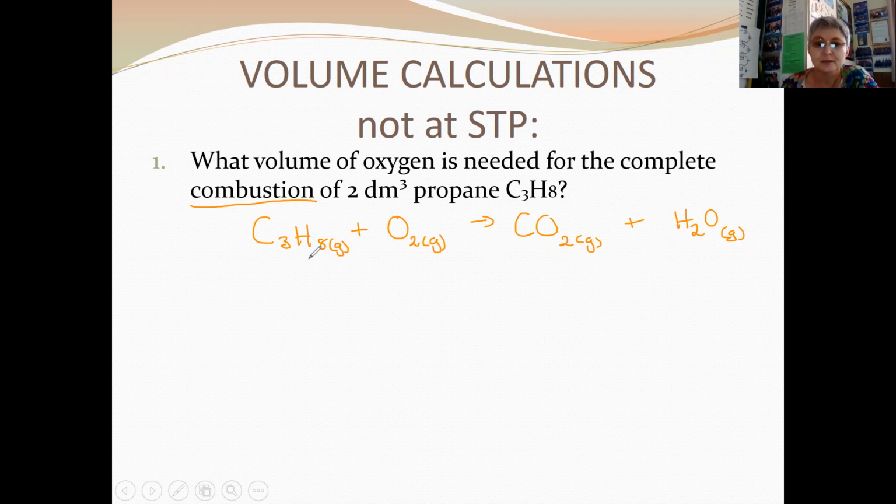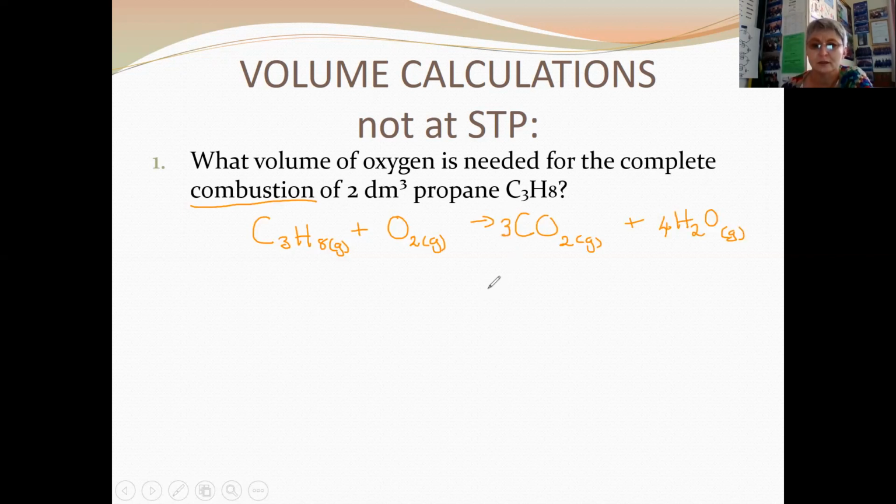Now to balance this, I've got 8 hydrogens on this side and only 2 on that side. So I'm going to give it a shot. 4 waters will be produced. I've got 3 carbons on the reactant side and only 1. So I'm going to say 3 carbon dioxides will be formed.